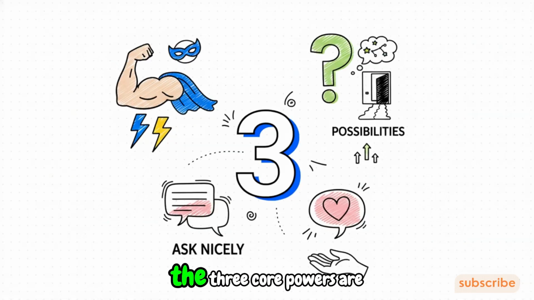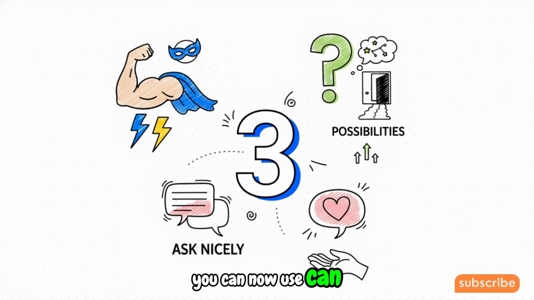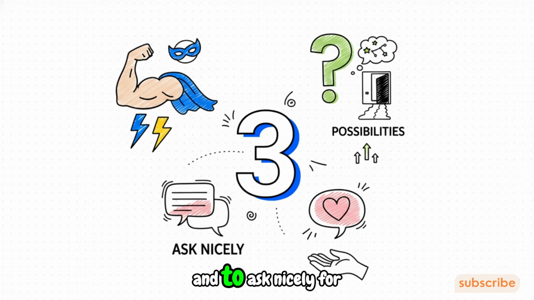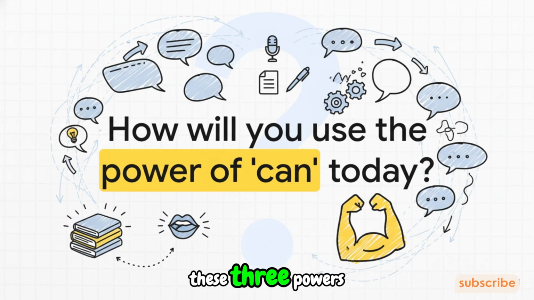And there you have it. The 3 core powers are now officially unlocked. You can now use can to talk about your abilities, to explore future possibilities, and to ask nicely for what you need. So remember, this isn't just a grammar lesson. It's a powerful tool for communication. Now that you're aware of these 3 powers, listen for them. Use them. The real question is, how will you use the power of can today?